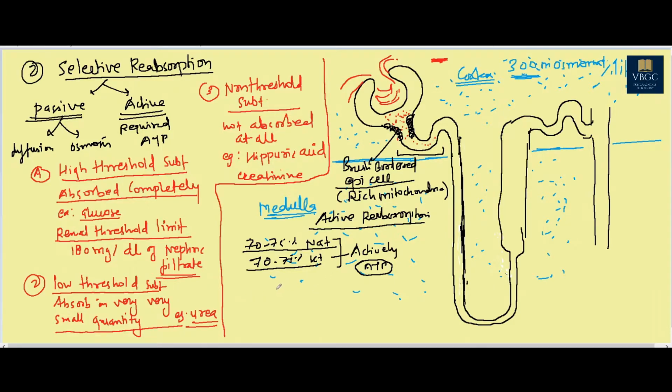Then later on the chloride also gets absorbed in the PCT by the process of simple diffusion. Water also gets reabsorbed in a small amount here by osmosis. I hope you know osmosis is the movement of water from high concentration to low concentration, and of course urea also gets absorbed in this region by diffusion.